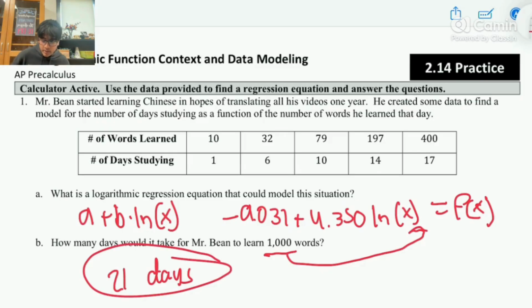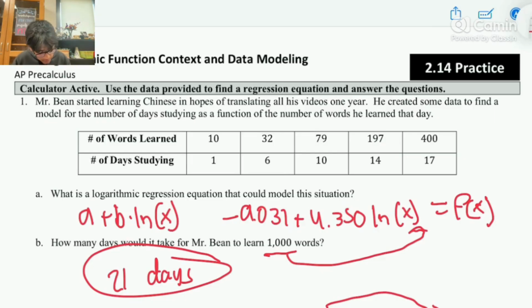But now it's asking us to solve for y. I mean, we can put y and we have to solve for x now. So he studied for 60 days. Now we know f of x is actually 60. Everything else is the same. 9.031 plus 4.350 ln of x equals 60, because that's where we get 60 from.